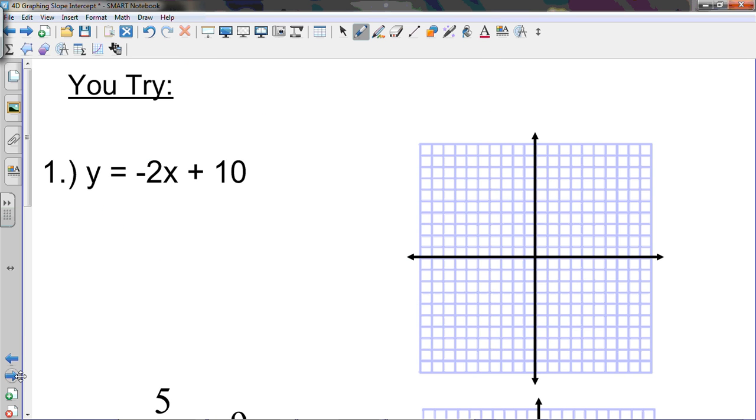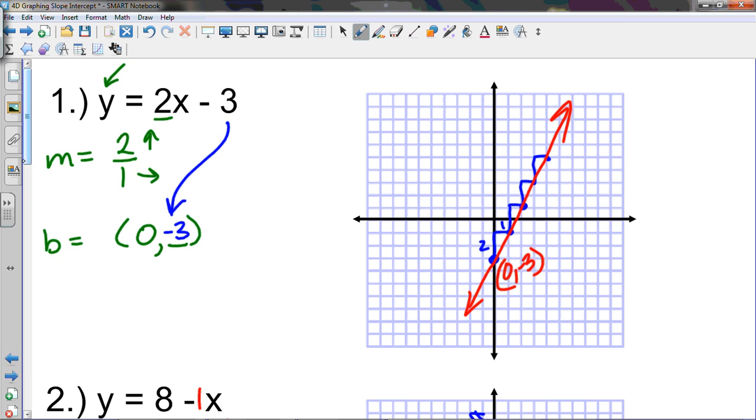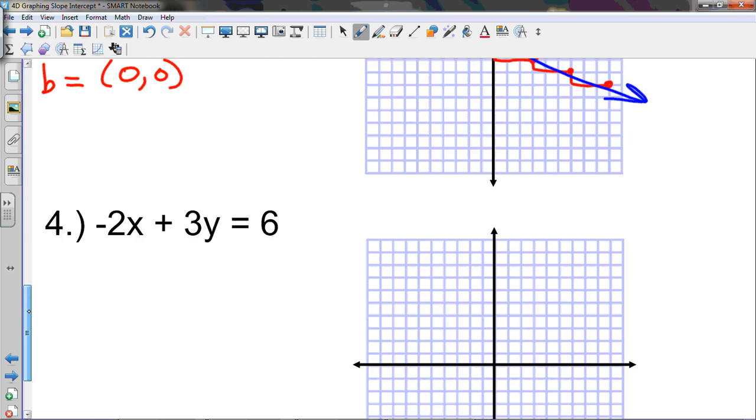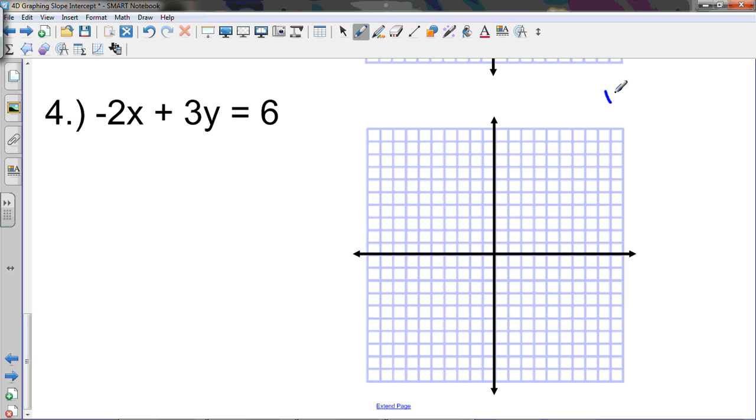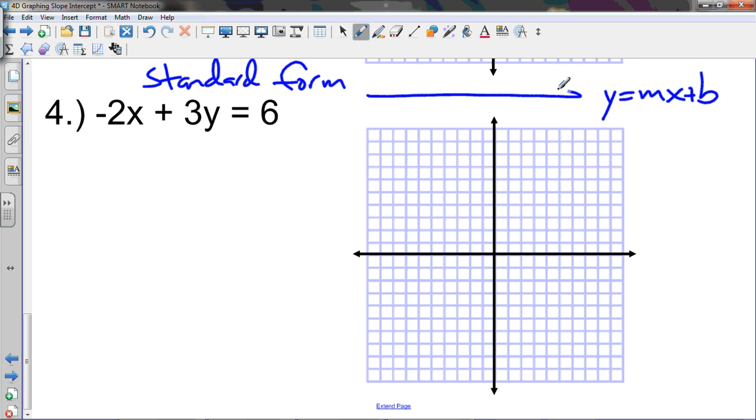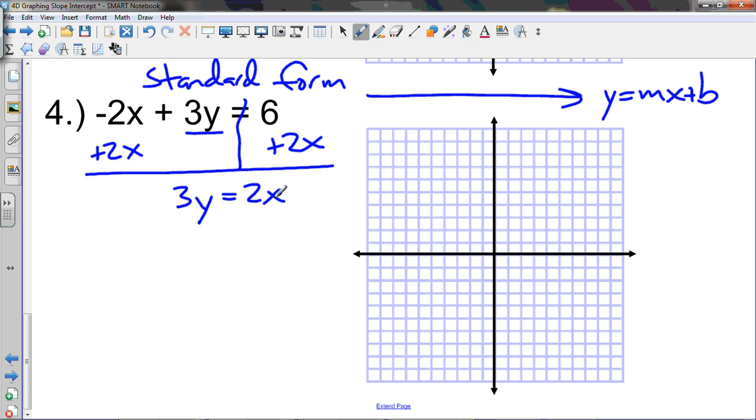All right, let's take a look at another example. In this last example, notice it's not in the form y equals mx plus b. We like to put it in this form because it's easy to graph. This is called standard form, and we talked about this before. To get it into that form, we have to solve for y. So I'm going to add 2x to the other side, so 3y is equal to 2x plus 6. Now we get the y by itself, so we divide everything by 3.